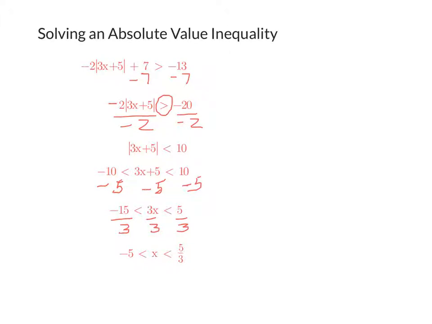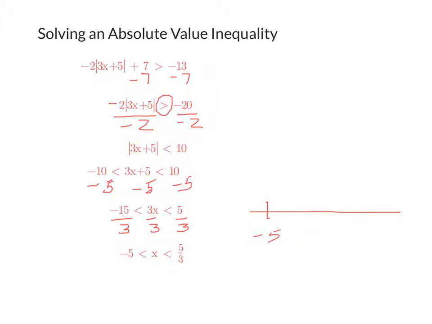Again, if we were to graph this, we would graph it on a number line, and let's see, we would do the following. We'd have our number line like this, we'd have minus 5 here, and over here we would have 5/3. And remember, we don't have equals, so therefore it's open circle at minus 5, open circle at positive 5/3, and it's everything in between here. Okay? So that's the way we would graph it.